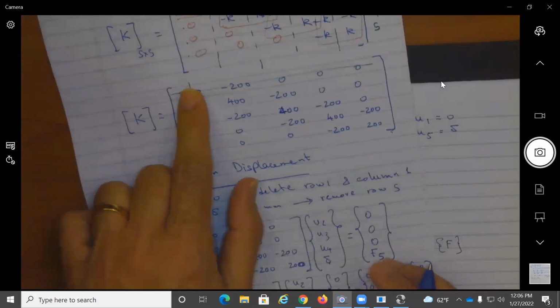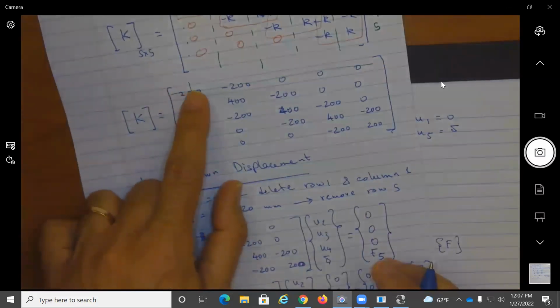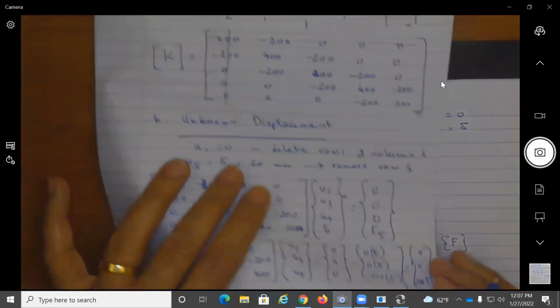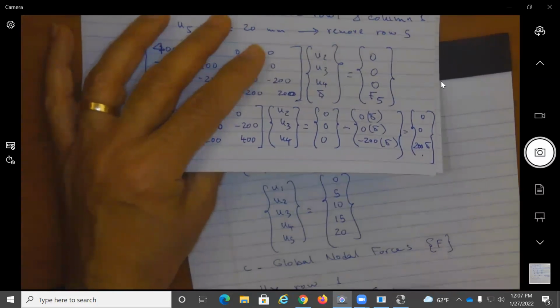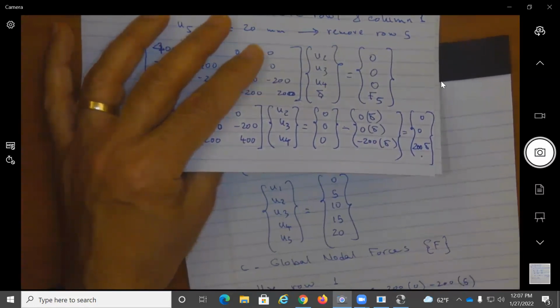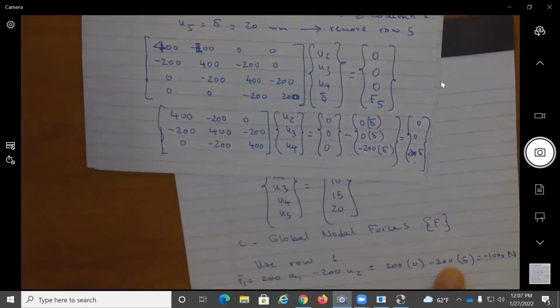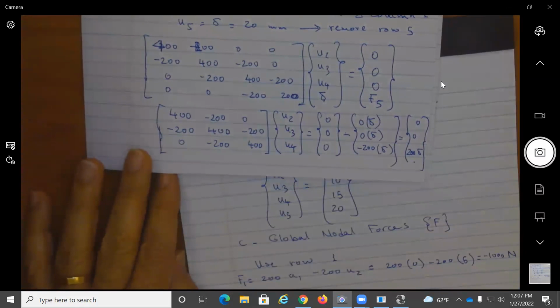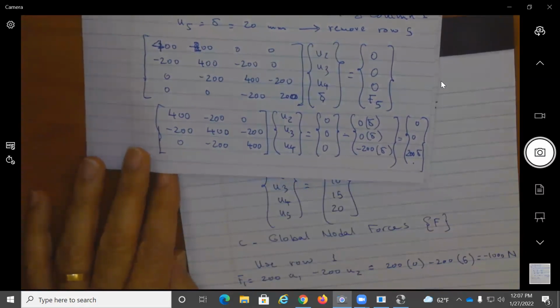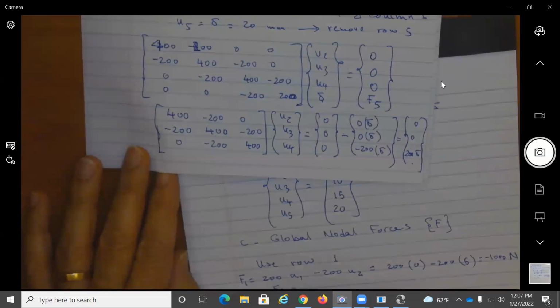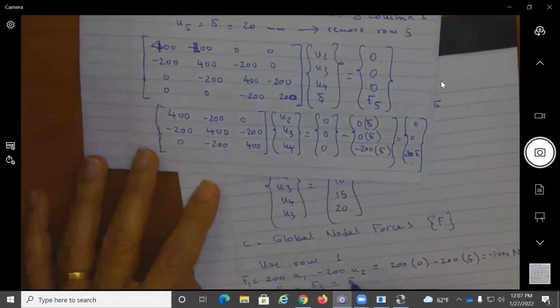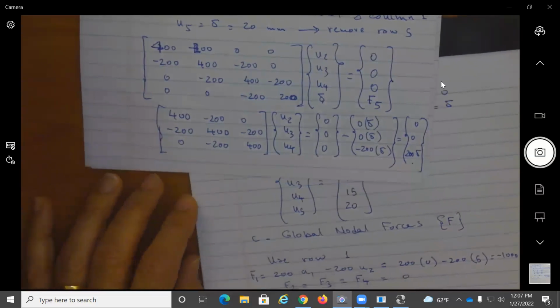So you see, this is row 1. I have 200 U1 minus 200 U2, which is equal to 200 times 0 minus 200 times U2, which is 5. I get a minus 1,000 Newton. Now F2 is the same as F3, same as F4, is equal to 0.